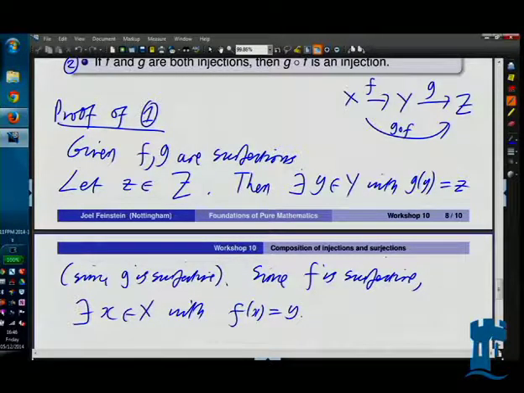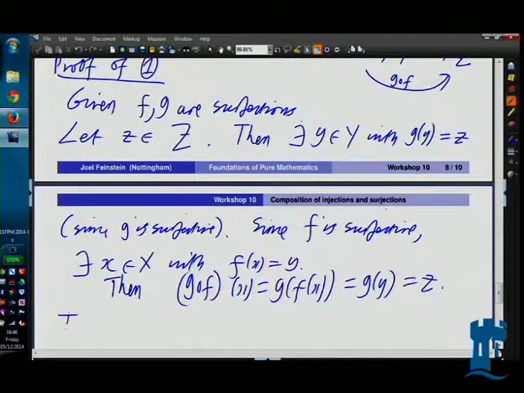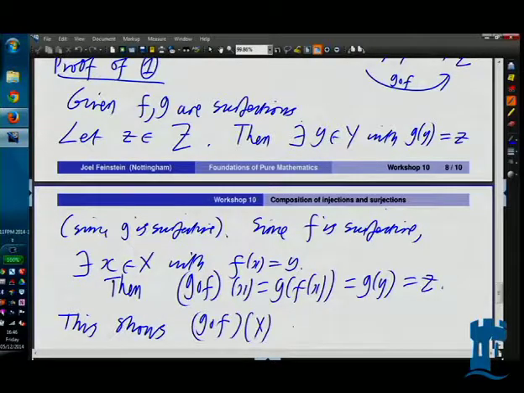And that x is the one which will get you to z. Then g composed with f of x is equal to g of f of x. f of x is y, so that's g of y, and that's z. That shows you can get at everything. This shows g composed with f of x is equal to z, i.e. g composed with f is surjective.